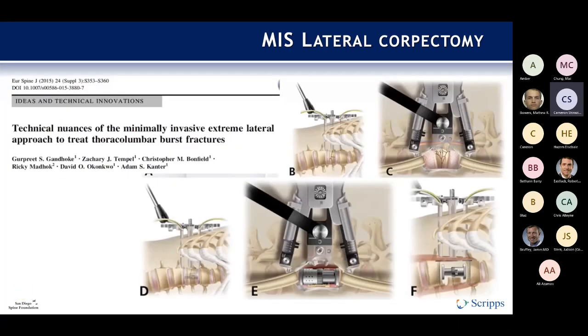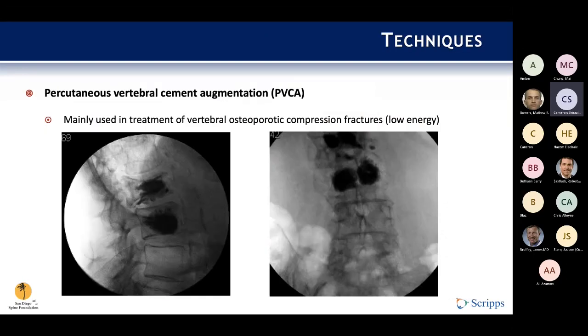This is just more something I need to send along to Amber, but a good paper on the nuances of the MIS lateral approach for these burst fractures. So I just put it in here, but more for me to have that paper in my saved papers.